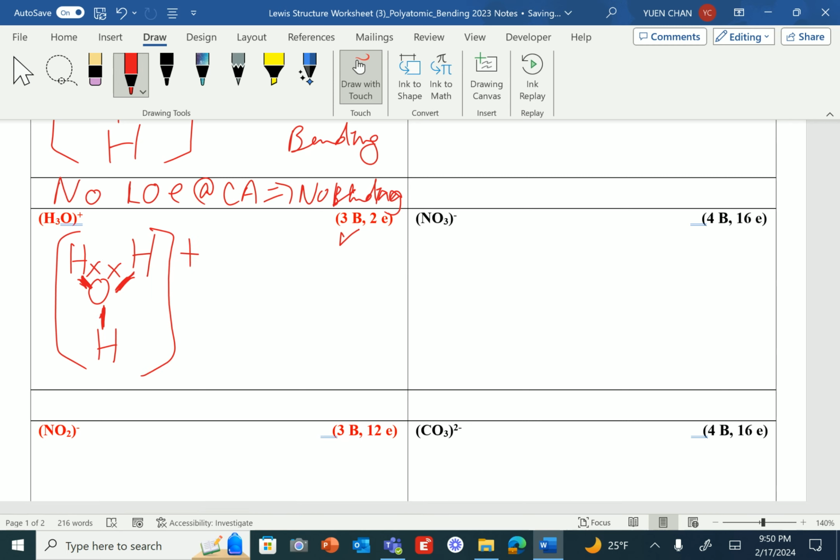All right. Now, if you go back to look up the bending instruction, it looks like I do have leftover electrons around the central atom. That's the first reason. So I will write leftover E around CA. Leftover electron around central atom, which is the 2 electrons I just added on the oxygen. So yes, bending.